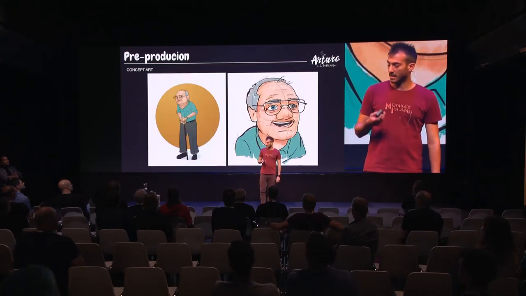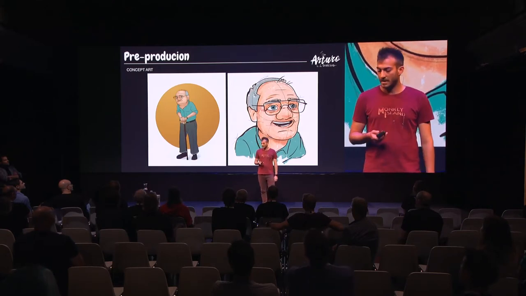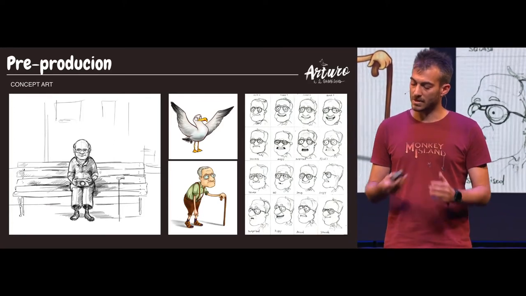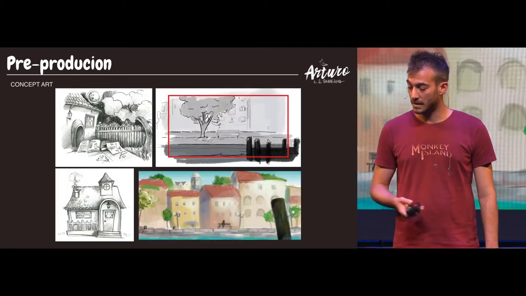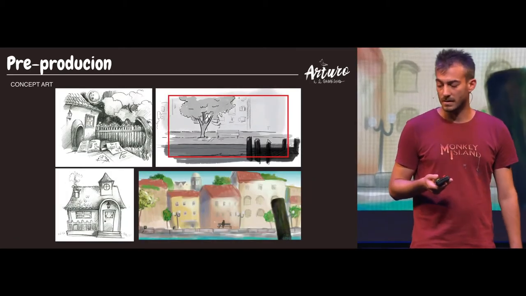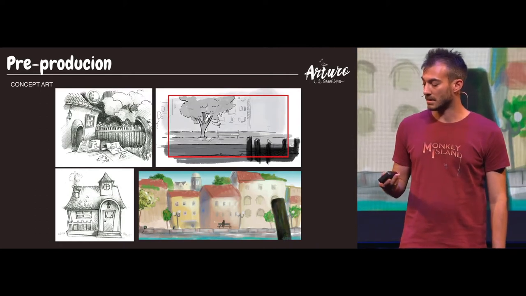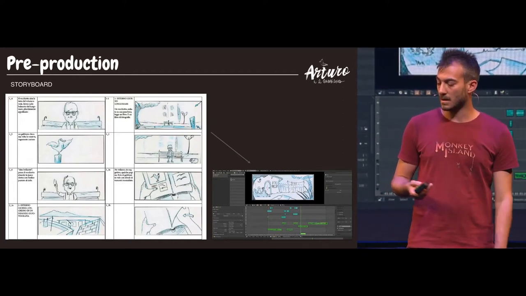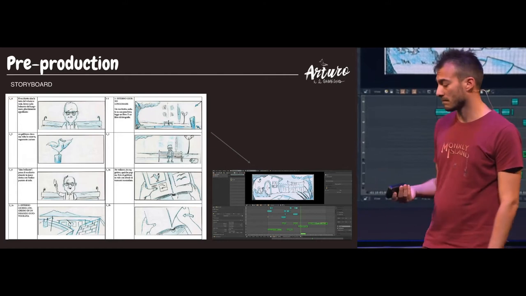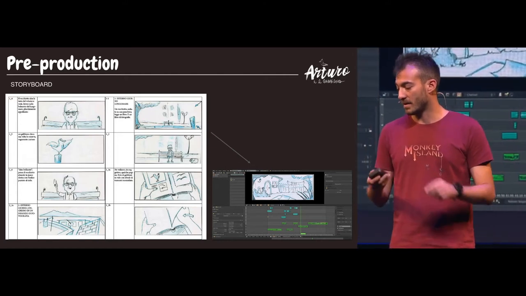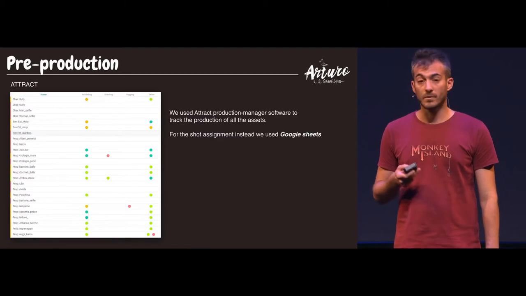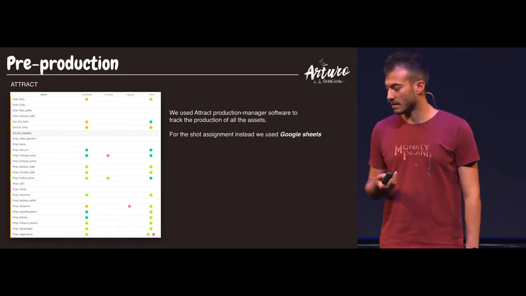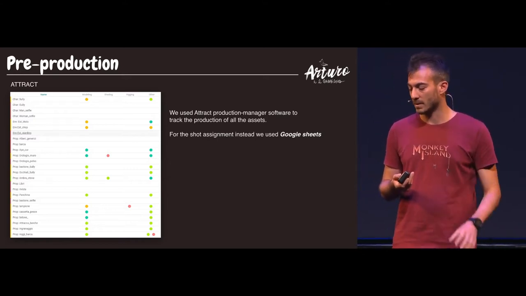So we started making concept about the main character, Arturo, and a lot of drawings about also the seagull, the facial expression. We also changed a lot the main character. Also the concept art for the environment. And we go on the storyboard, we made it by hand, and after it we pass in Blender to have a video board. And we use also Attract for the 3D asset and the manager, so we can control all the production.